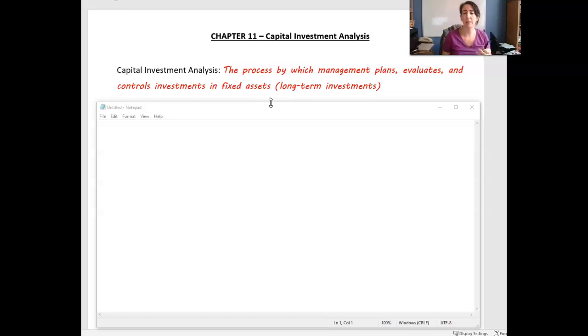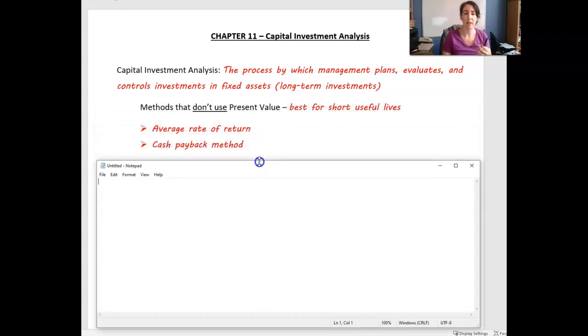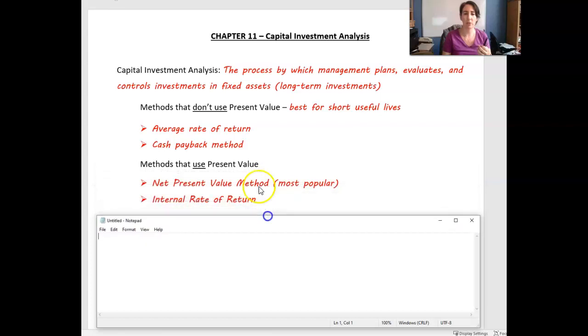There are a couple of different ways that we analyze those decisions, those choices, and they're going to be broken down into methods that don't use present value and methods that do use present value. If we're trying to evaluate whether to spend our money or where to invest extra money or some of our earnings, we have to decide what's going to give us the most bang for our buck. What's going to have the greatest return to us, which is going to pay us back the fastest for our investment. Like I said, we're going to break that into two different categories.